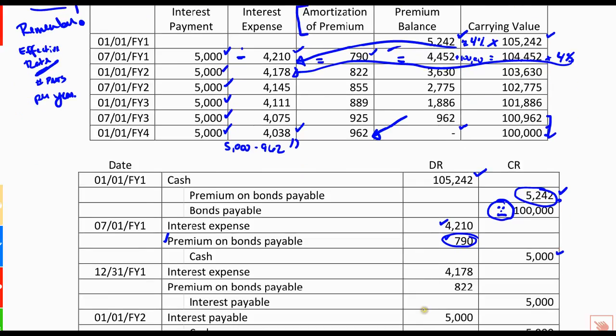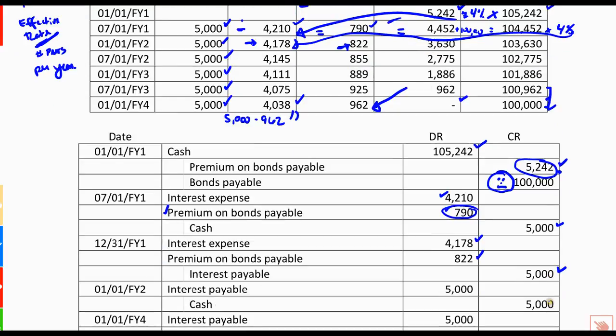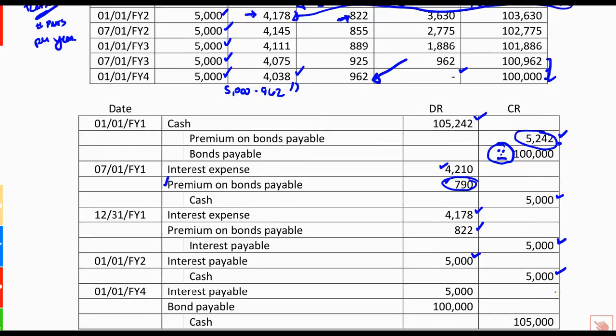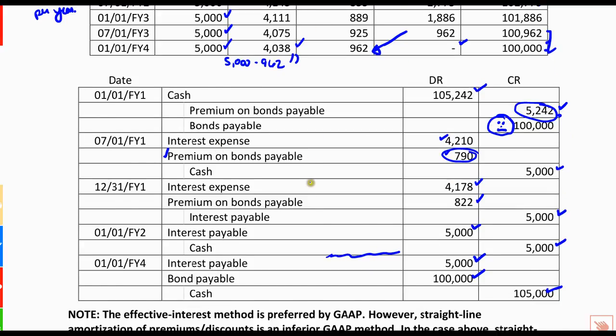Let's look at an adjusting entry. 4178 up here. There's your interest expense. 7182 up here. In your schedule, 822, amortization of premium. Now it's not a cash payment, it's an interest payable. And then on January 1, you make the payment, reduce your payable, credit your cash. And I'll just skip ahead. At the end, interest payable, bonds payable, and your final cash payment of 105. So if you can get the schedule, then everything will just plug into the journal entries.